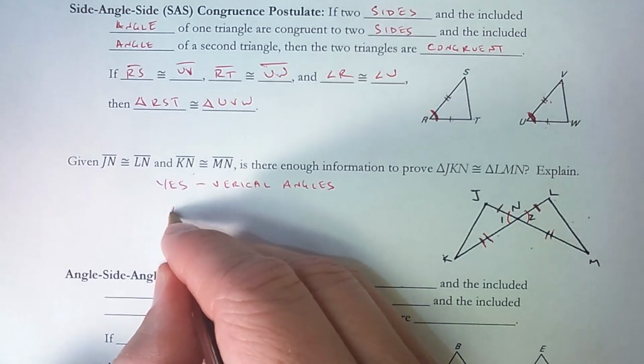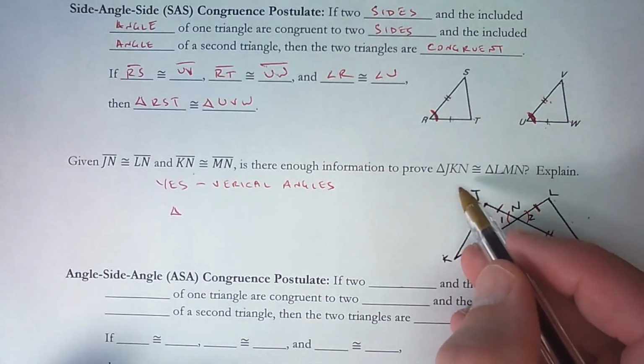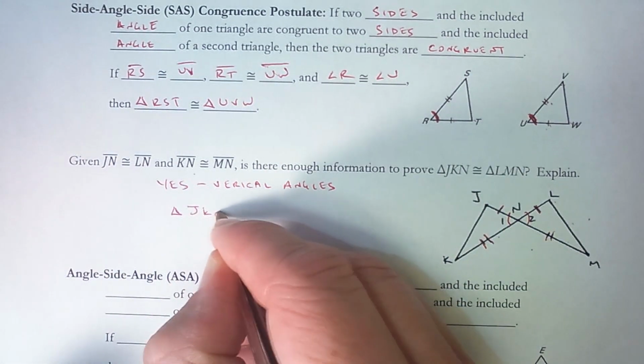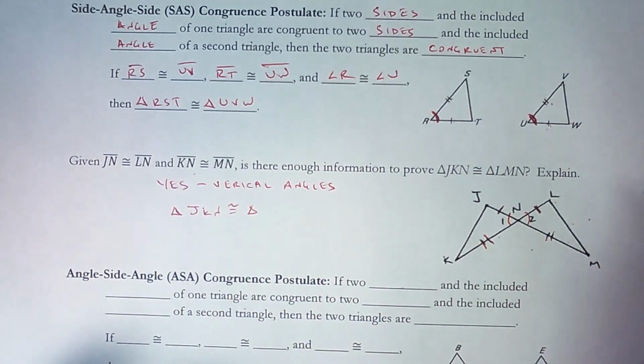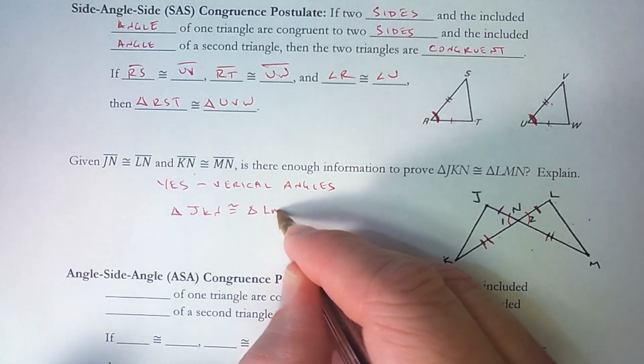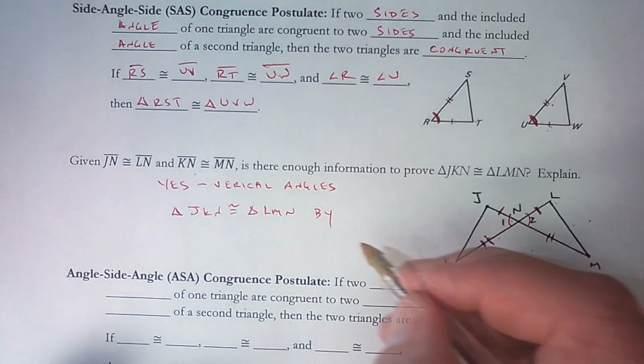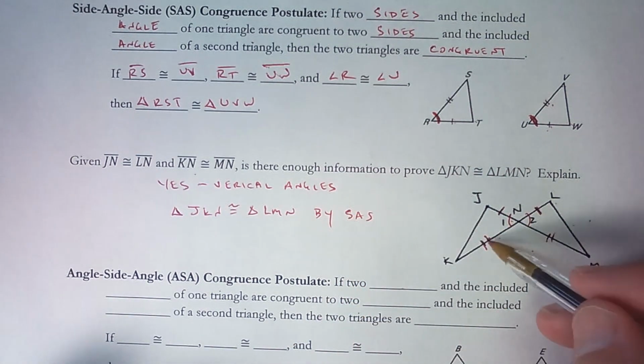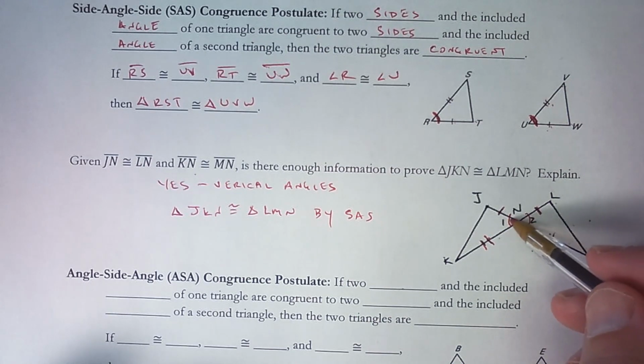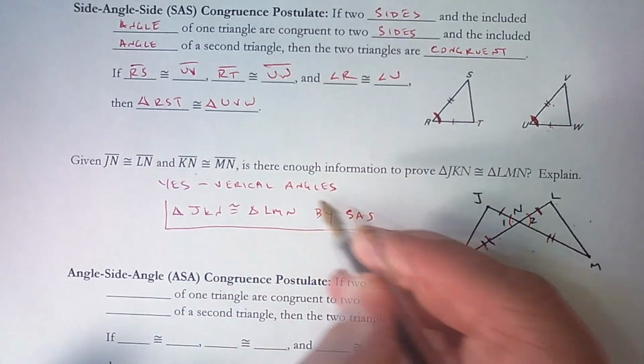I can say that triangle JKN is congruent to triangle LMN by side, angle, side. Two sets of congruent sides and the included angles congruent.